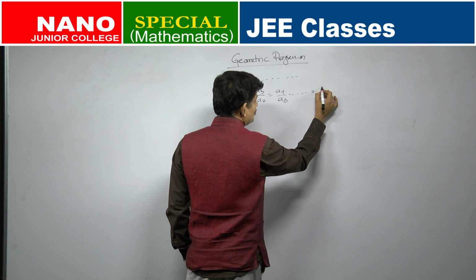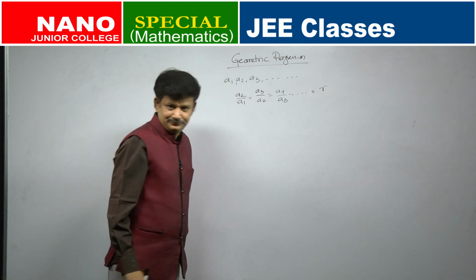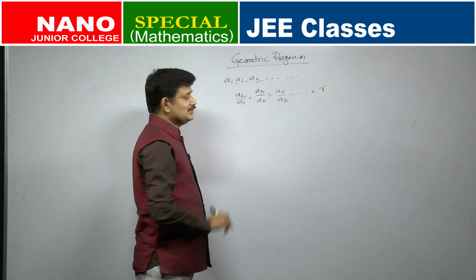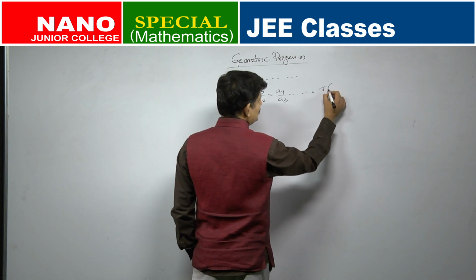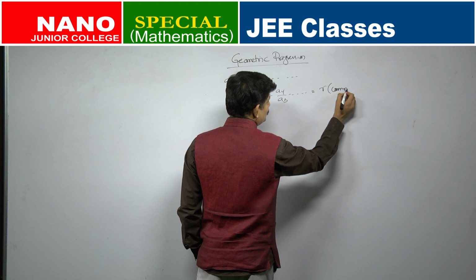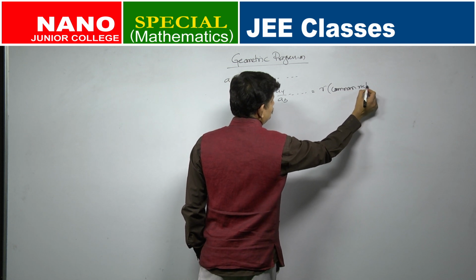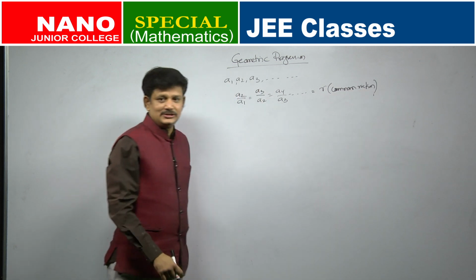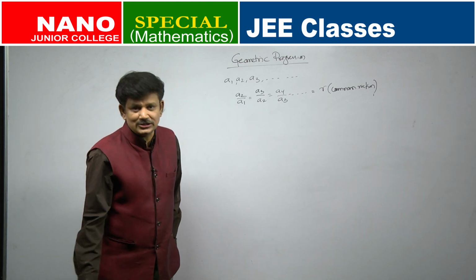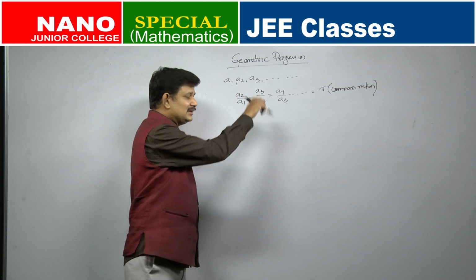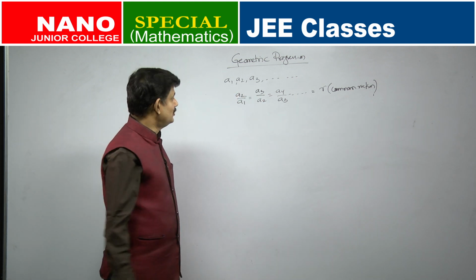This ratio, if it is constant, let us say R, then such a sequence or progression is called a geometric progression, and this constant ratio R is called the common ratio. See the difference. In arithmetic progression, the difference of two consecutive terms was constant. In geometric progression, the ratio of two consecutive terms will be a constant.